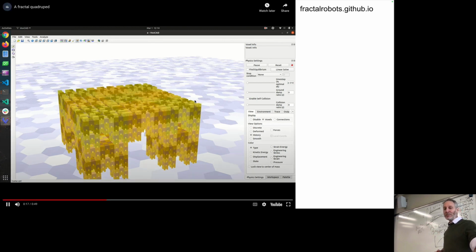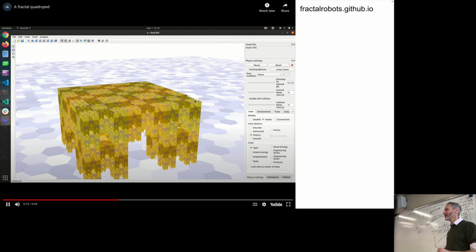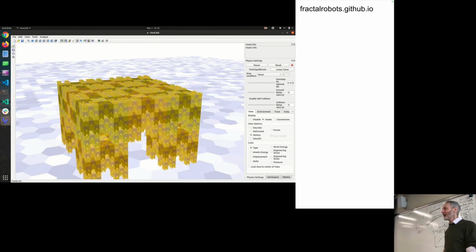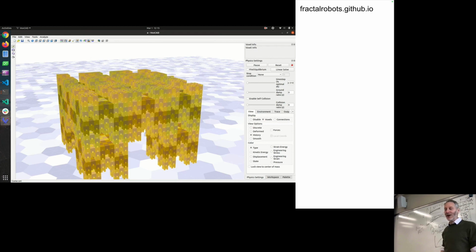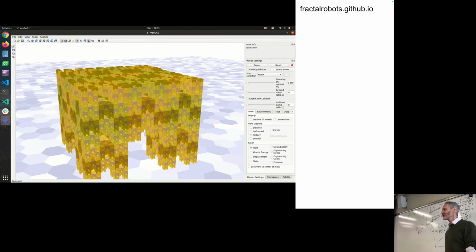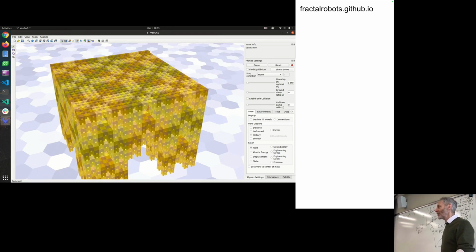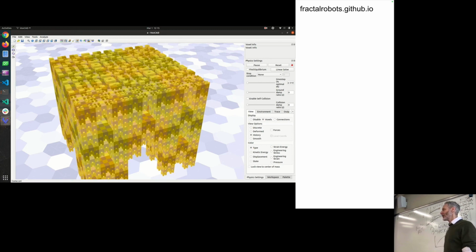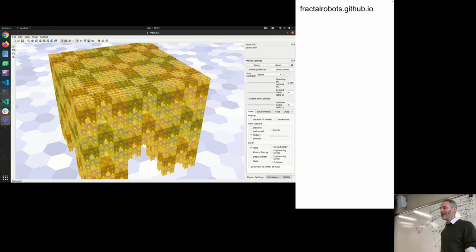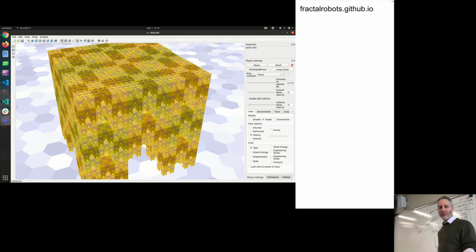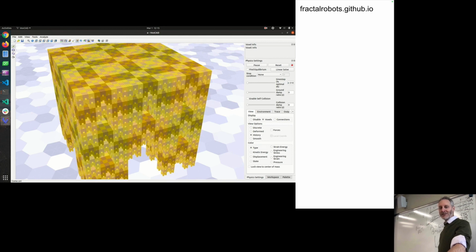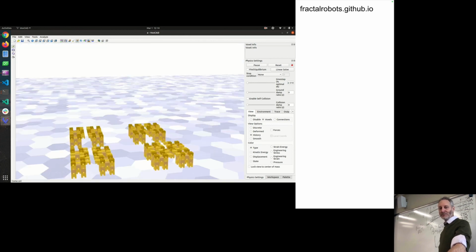Once we had a GPU-accelerated soft-bodied simulator, we asked ourselves, what could you do if you could make a robot from a very large number of voxels? I don't think we're very imaginative. For us, it's always quadrupeds. In this case, it's quadrupeds all the way down. You can go check out some of our other fractal robots on fractalrobots.github.io.